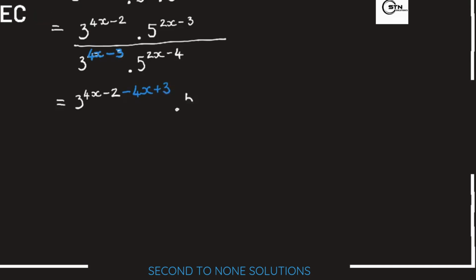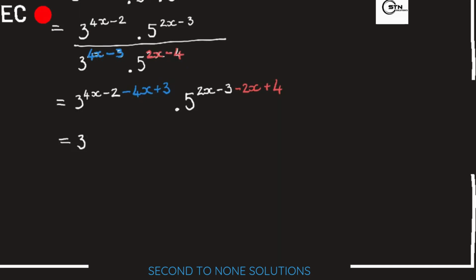Now I've got 5, and in the numerator it was 2x minus 3. In the denominator I had positive 2x, which means if I bring it to the top it becomes negative, and I'm minusing 4, so that means I'm plusing 4 up here. Now it looks a lot more pretty, because now I can see that I have got 4x and I'm subtracting 4x. So that gives me nothing. And I've got minus 2 and I'm adding 3, so that gives me 3 to the power of 1. Do I need to write the 1 there? No, I don't. I can just erase it.